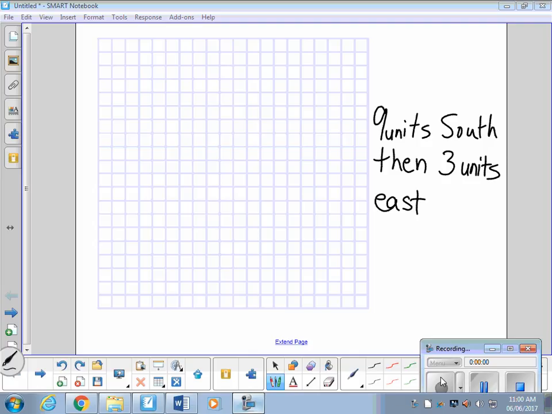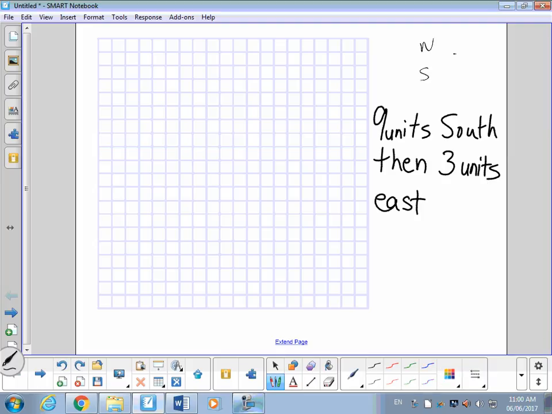Okay, so when they ask us for the resultant and they give us this kind of information, 9 units south, then 3 units east. In my head, I know I have north, south, east, and west. And the easiest way to do this, if I'm not starting with the point 0, so I can start anywhere, is to start at this point here, and it says to go 9 units south.